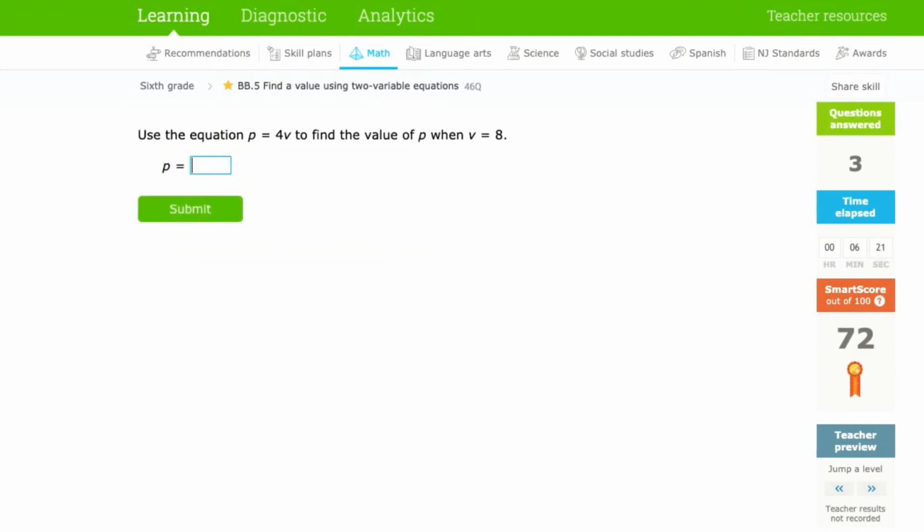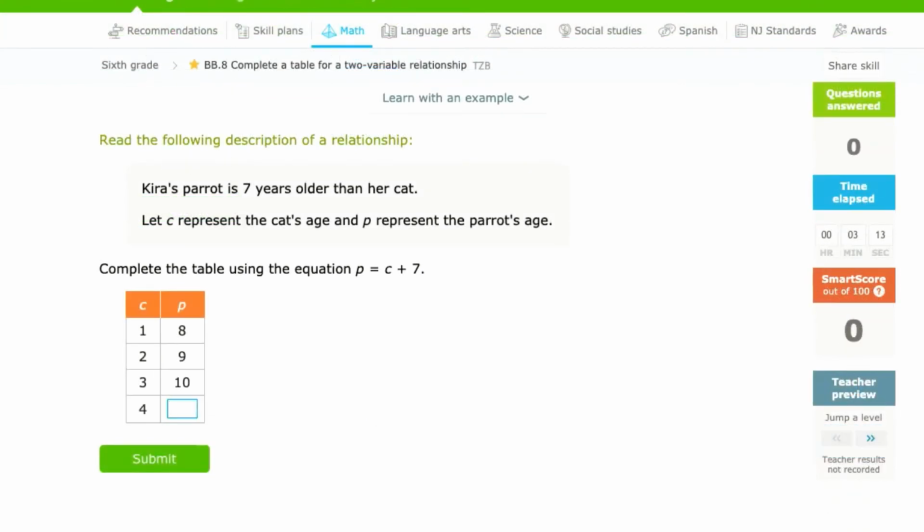Let's talk about BB.8. All right, here's an example for BB.8. Now they're not just giving you an equation, they're giving you a real life situation that goes along with the equation. So the situation in real life, the pattern that exists in real life is being described by this equation, and it's also represented in this table. So these 3 things are all connected. There's 3 different ways of representing a relationship.